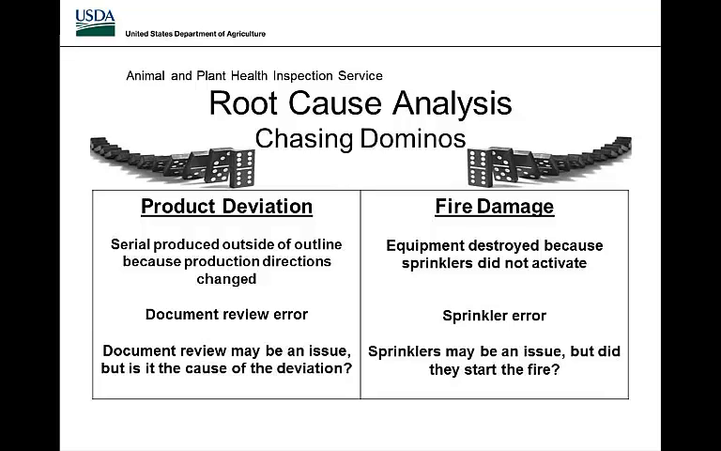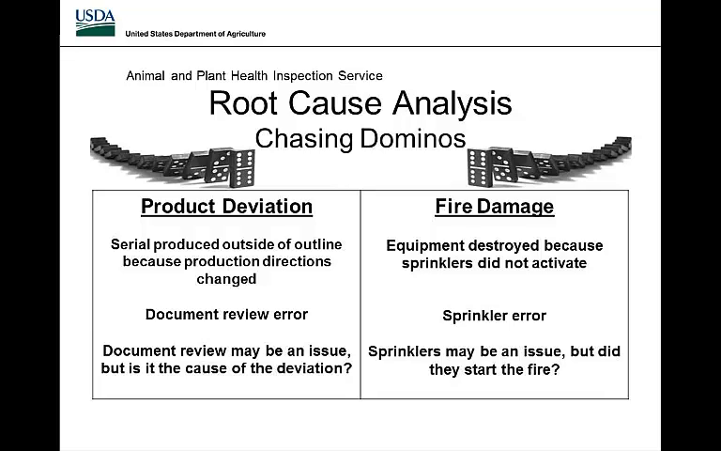Root cause analysis. Product deviation. The cereal was produced outside of outline because production directions changed. This was determined to be document review error. Fire damage. The equipment was destroyed because the sprinklers did not activate. This was determined to be sprinkler error. While document review may be an issue, is it truly the cause of the deviation? The sprinklers may be an issue, but did they start the fire?